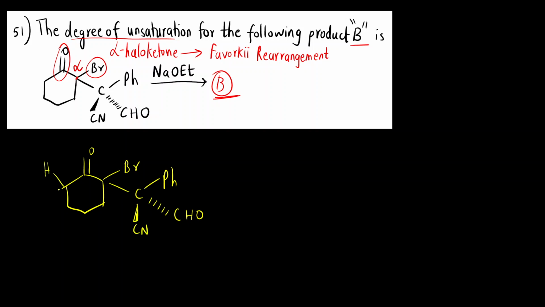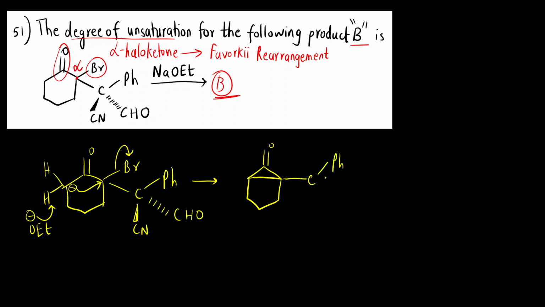First step is, this is the acidic proton that will be abstracted by OEt minus. This will abstract this proton. Negative charge will come here on this carbon. This will attack here and Br will go away, the leaving group. What we will get is a 3-membered ring like this and the remaining 5-membered ring like this. C double bond O and carbon Ph, dash we have C double bond OH. On the wedge we have cyanide.